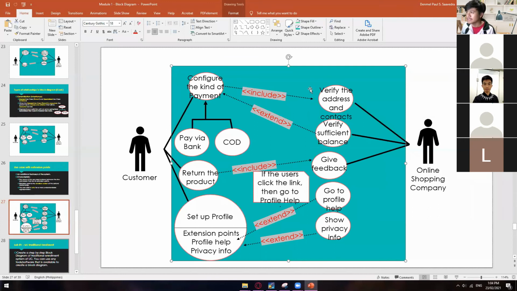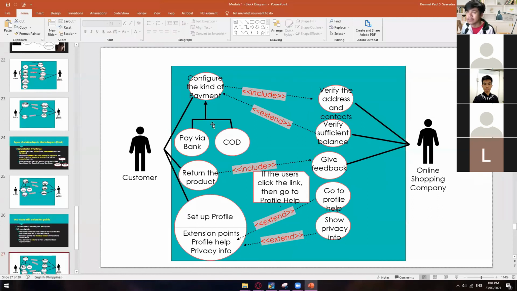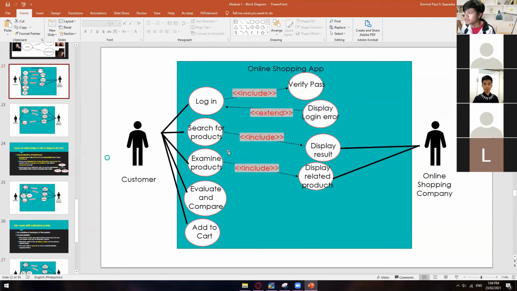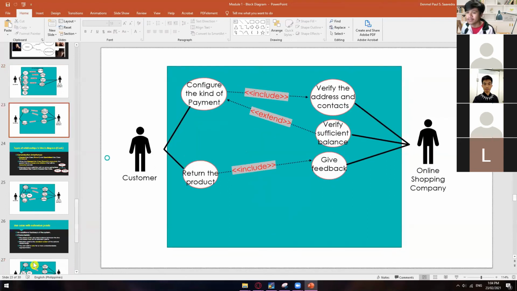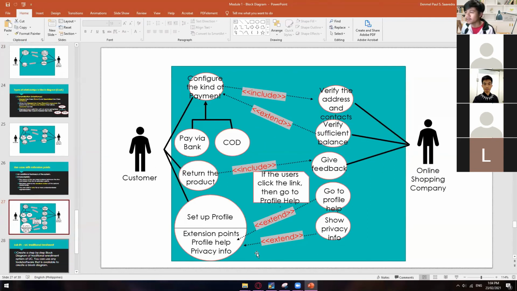So this is just a continuation. The upper part of this one is this one. And then the complete version of the continuation below is this one: configure the kind of payment and then return the product. And then there's an addition about the profile of that customer. So any question or clarification so far?